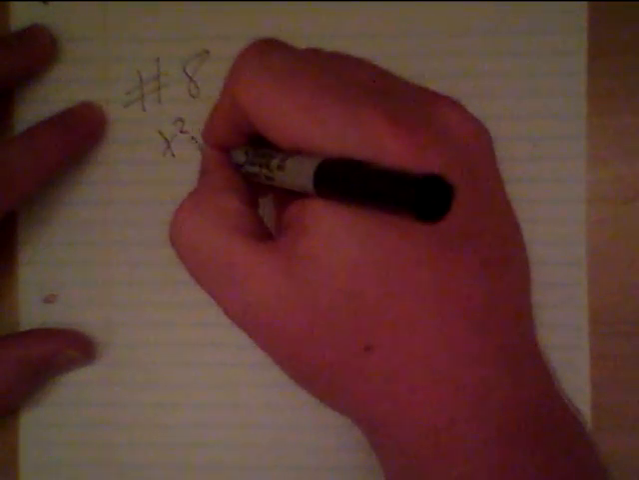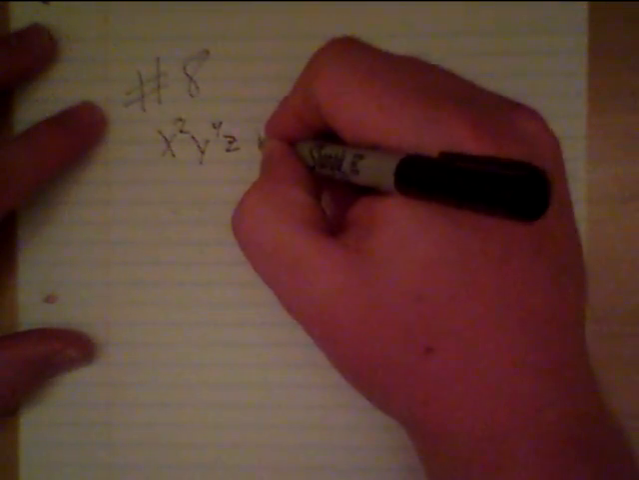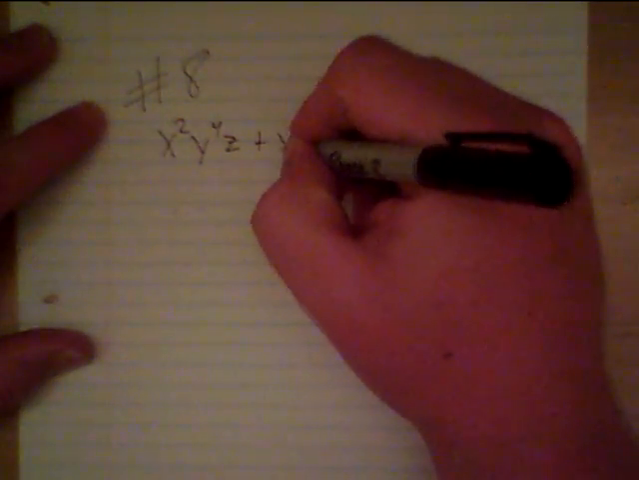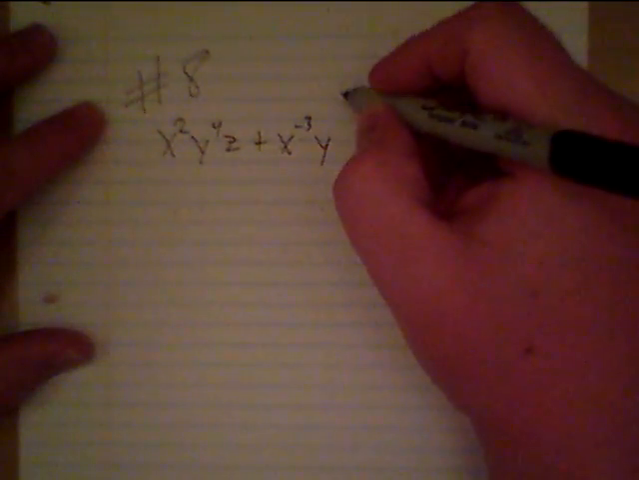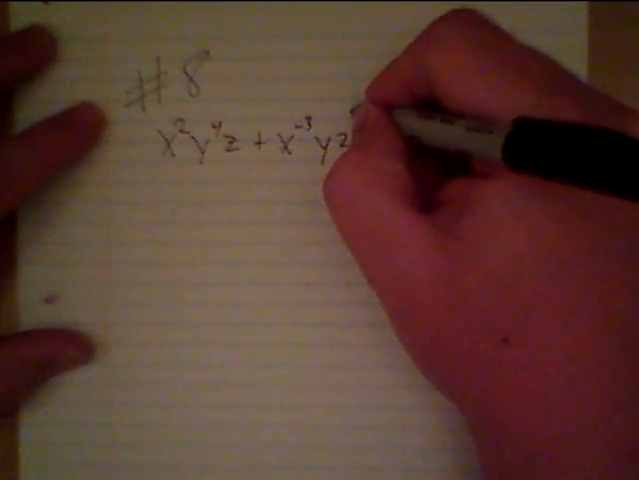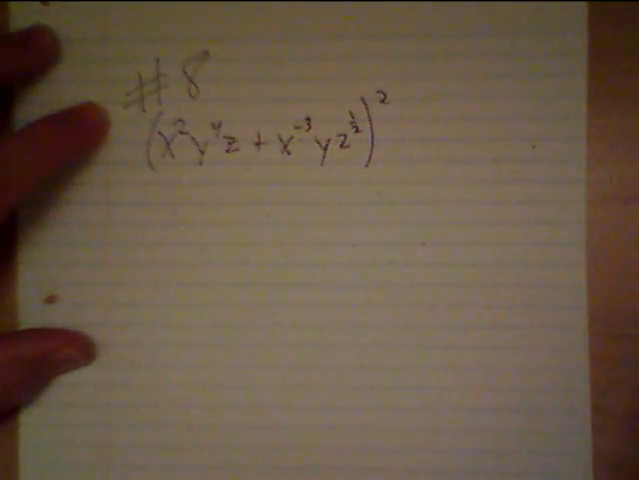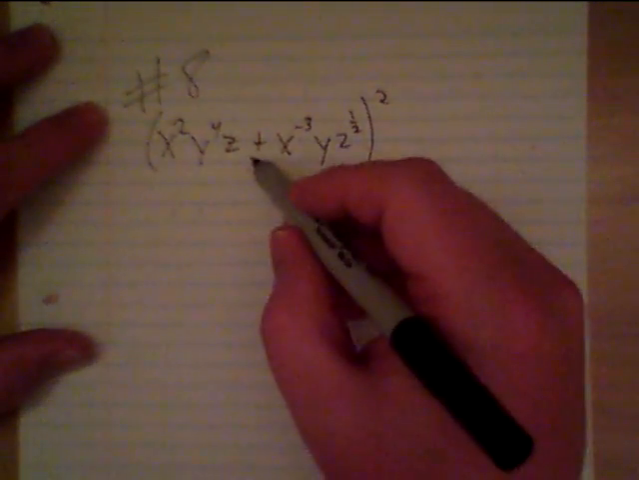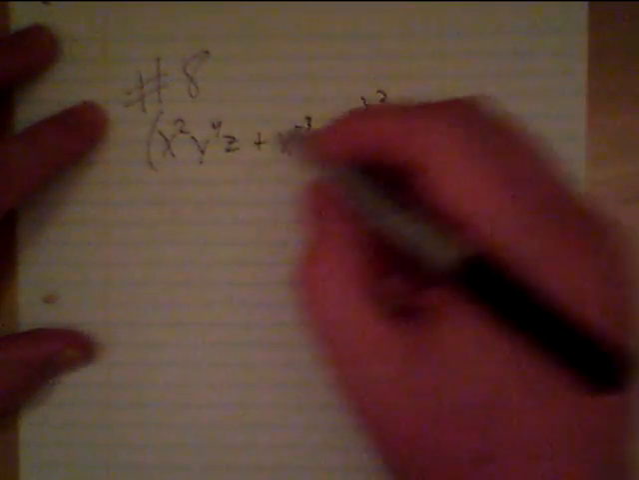We have x squared, y to the 4th, z, plus x to the negative 3, y, z to the 1/2, and all of this is squared. Now remember, if we have addition inside these parentheses, we can't just take this exponent and move it to each one of these terms.